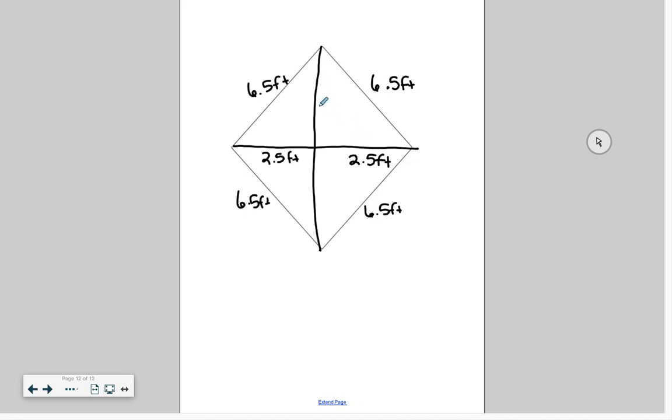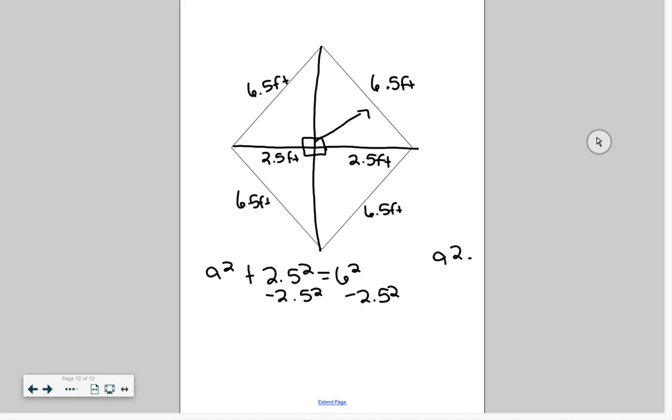So I need to figure out what this side is. Again, this is a right triangle. Remember that the diagonals intersect at a 90-degree angle. They're perpendicular. So I can use my Pythagorean theorem where this is C. So a squared plus 2.5 squared is equal to 6 squared. I need to isolate that a squared, so I subtract.